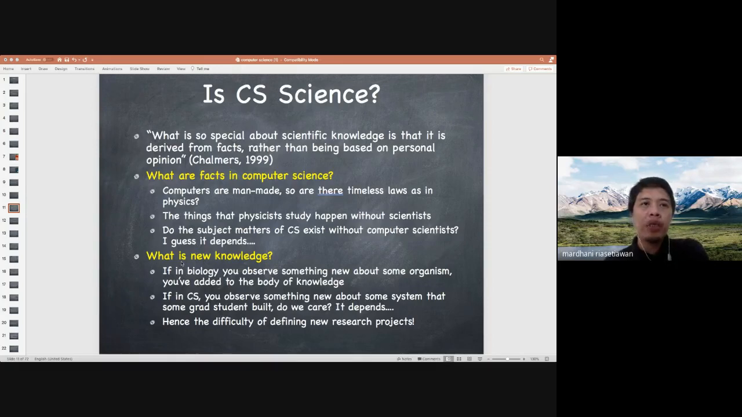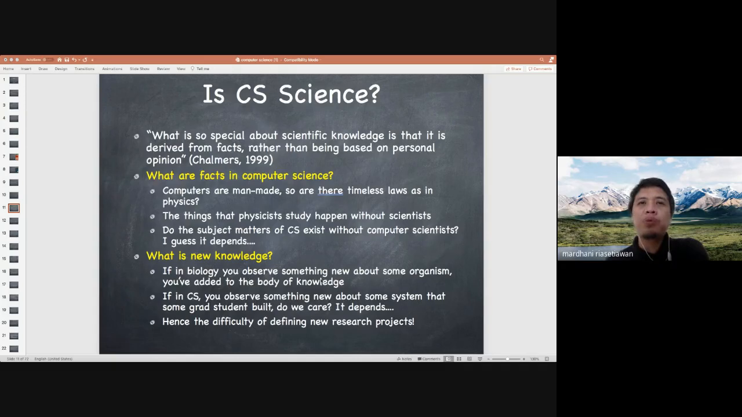And what is the new knowledge? For example, if in biology you observe something new about some organisms, you have added to the body of knowledge. It's also the same thing when we learn user experience in our area. It will have an impact on some of the human computer interaction components, and also on the way we use the computer, how we design the hardware, and how we use some system or application. So the logic is the same as in biology.